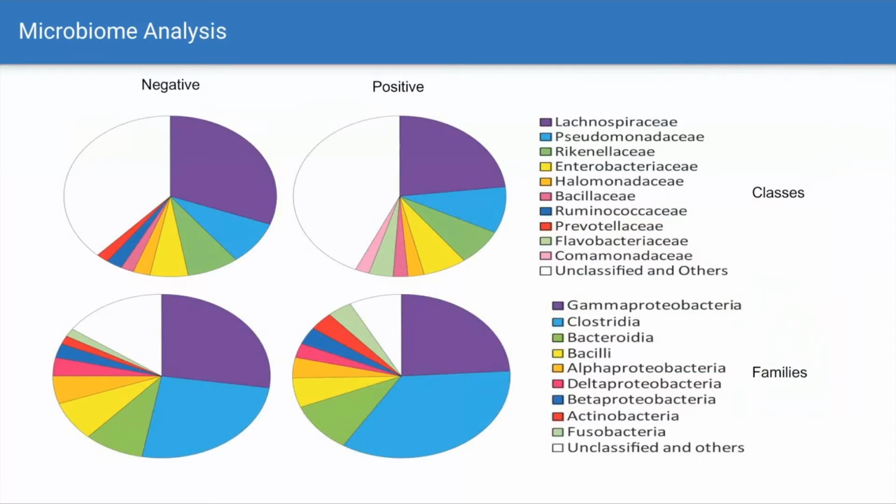So the microbiome analysis, this is at the class level and the family level. On the left-hand side, we have the Listeria negative drains, and the right-hand side we have the Listeria positive. So you can see that broadly speaking, we have the same classes, the same families, and there's no major qualitative difference between the relative abundances of different classes and families.